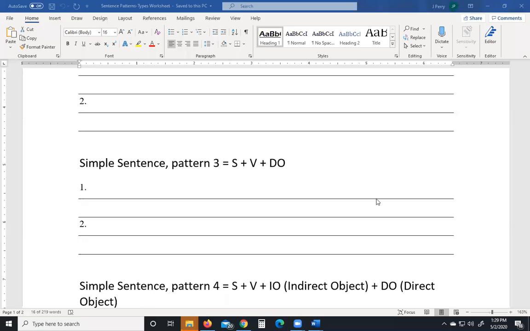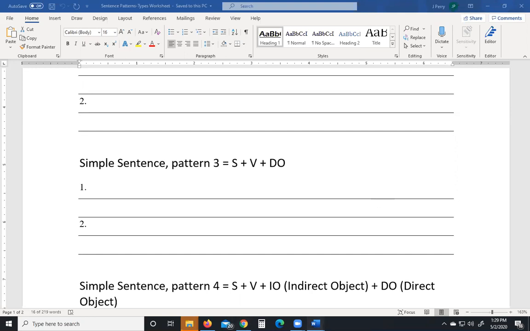All right, guys, the next sentence that we're going to do is simple sentence number 3. This is probably the one that you are the most familiar with and the most comfortable with. And that is the one that you can find on page 315. It's talking about transitive verbs and direct objects. So the simple pattern is subject, verb, direct object.